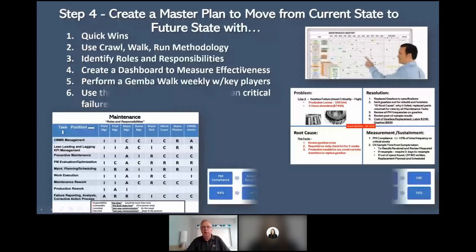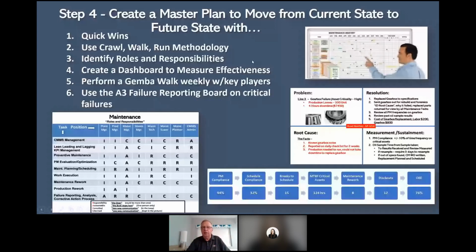And then use the A3 reporting on critical failures. That's just over to the right side. It says problem resolution, root cause, and measurement sustainment. I use this in a lot of places. An A3, by the way, is an 11 by 17 sheet of paper, but it's called an A3 report. It identifies the problem, the resolution, the root cause, and then how do we measure it and sustain it once we have resolved it.